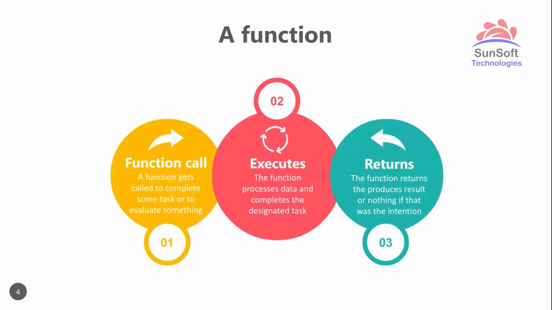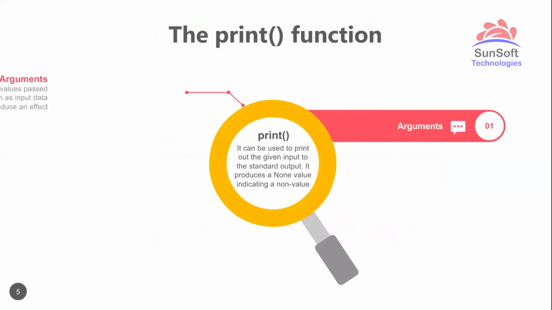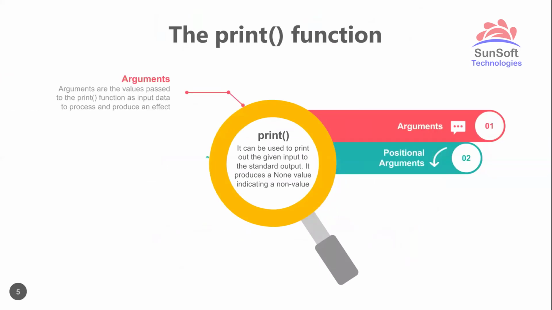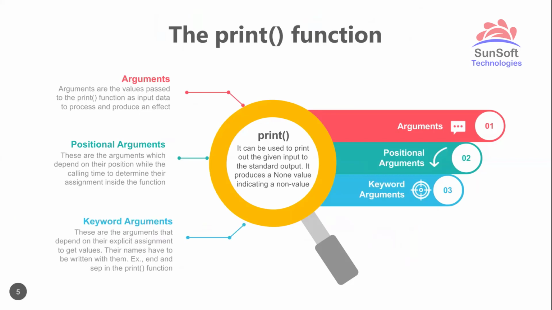Now let's see this in the context of the print function. The print function takes arguments and prints them to the console. Arguments provide any function with input data that the function uses. When a call to print is made, it prints the arguments to the console.